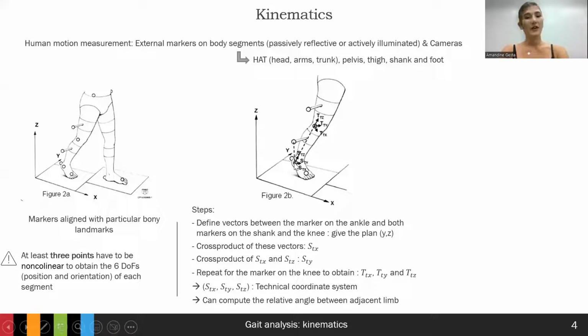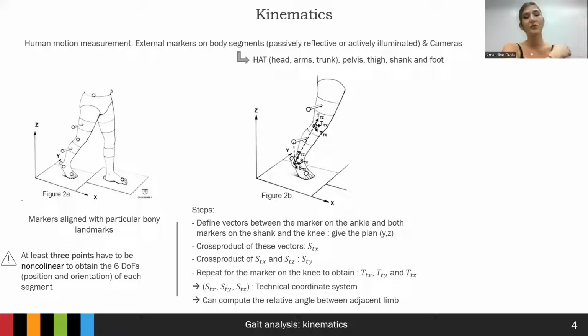And then you have to define another vector between the ankle and the marker on the shank. Therefore, these 2 vectors will give you the plane YZ. When you have that, you can make a cross product between these 2 vectors and obtain the STX vector. Once you have the STZ and STX, you can then do another cross product to have the STY. And this is how you can obtain the first technical coordinate system.